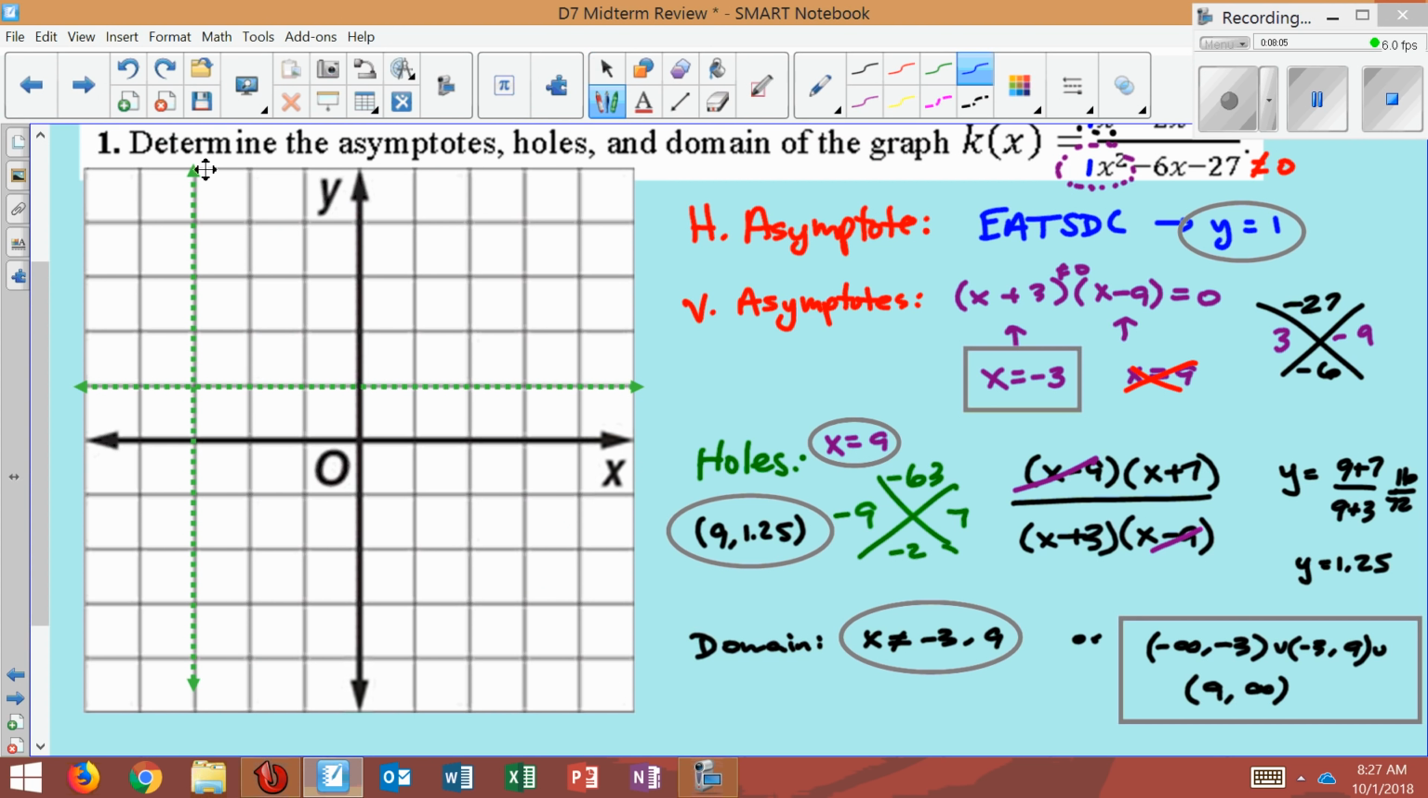If I wanted just to fill this in to actually have a graph, I would go like this, and over here you'd have that hole somewhere, and when you draw it on your own, you do something like that on the graph. But that's how this graph would look.